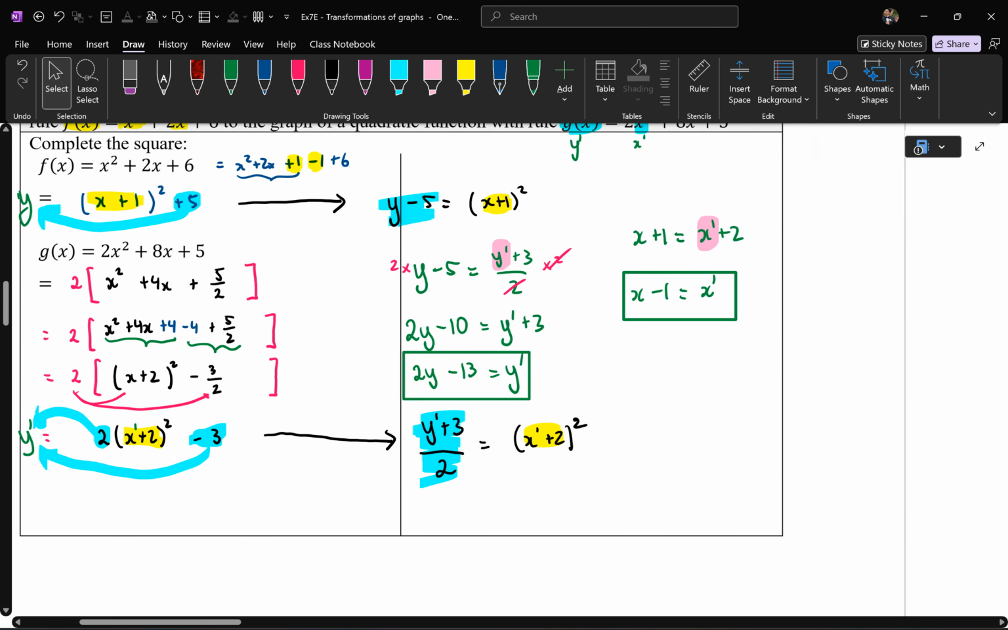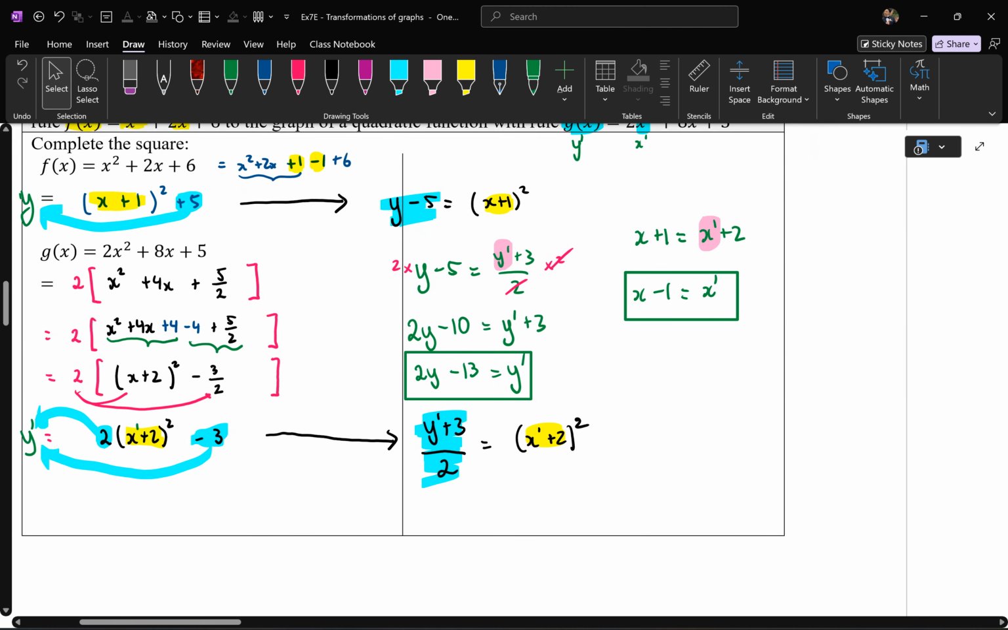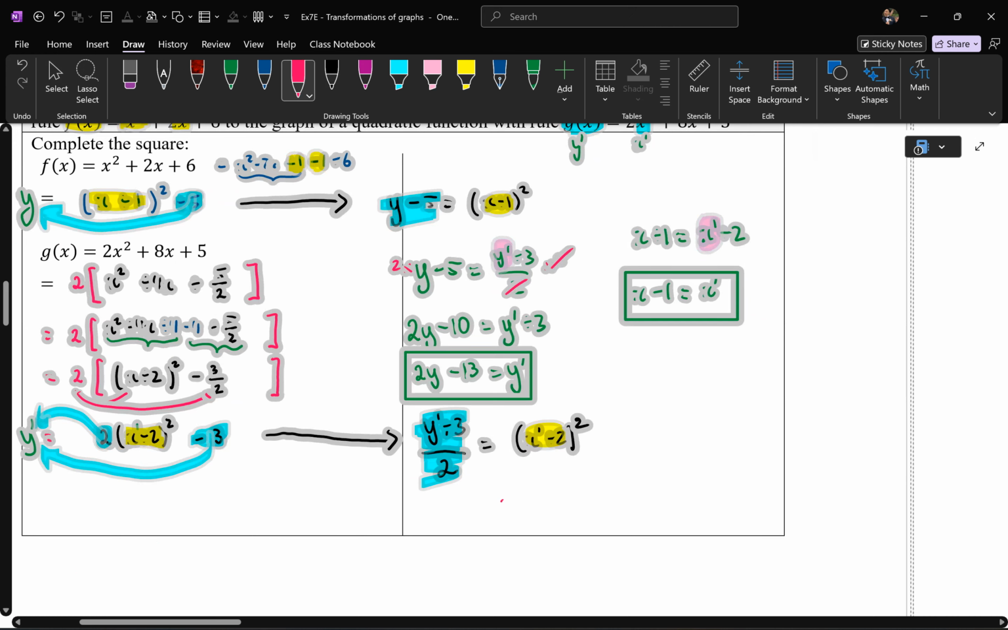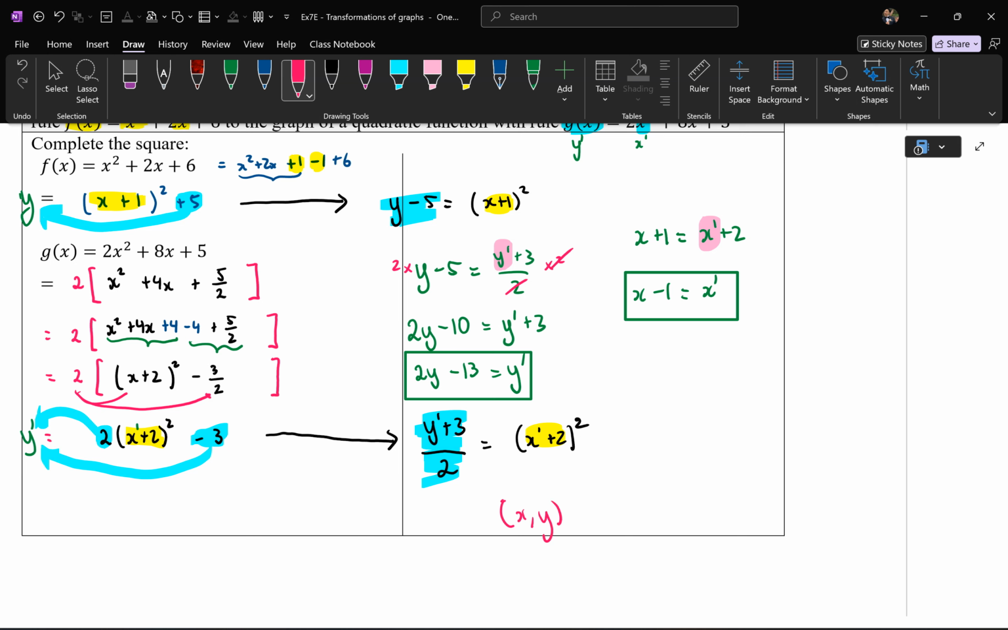So in a nutshell, what I'm trying to say is we started off with some xy coordinate, the original xy. It's mapped to, and what we just figured out is x dash and y dash. We figured out what the transformation is. So if I fill it in, it's x minus 1 for the x dash. So there's x minus 1. What's for y dash? Y dash is 2y minus 13.